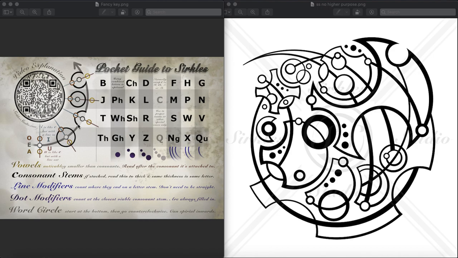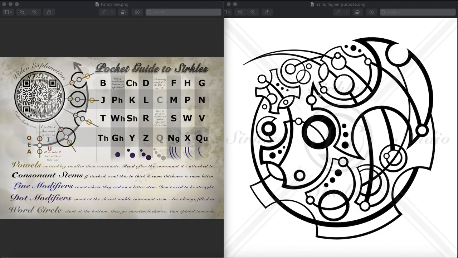And then there's also consonant stems. So there's different base shapes that these modifiers attach to make our consonants. And lastly, there's vowels. And vowels are quite a bit trickier than the other things, which are also tricky. But vowels are smaller circles like these.